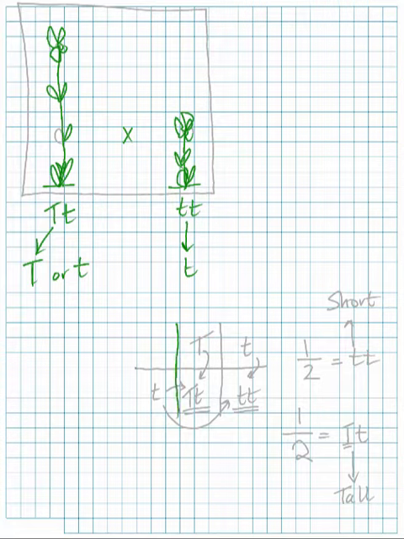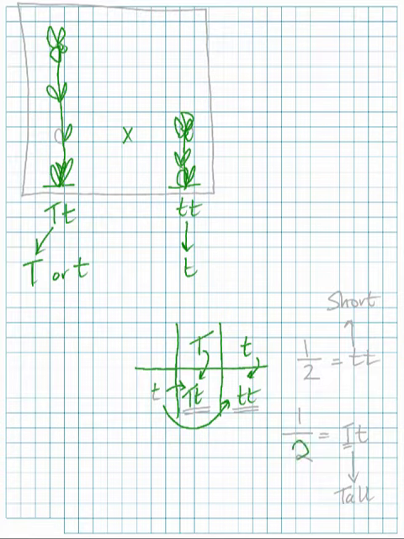Let's put our gametes from our tall plant along the top, and so remember the gametes from the tall plant could be big T or they could be little t, and the gametes from the short plant are always going to be little t. So if we unite the gametes now in fertilization, then we could have either big T, little t, or we could have this combination here, which would be little t, little t.